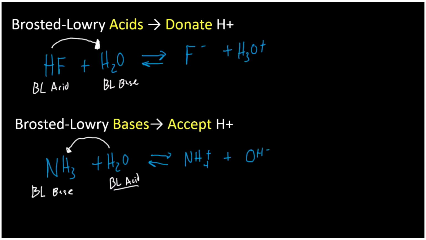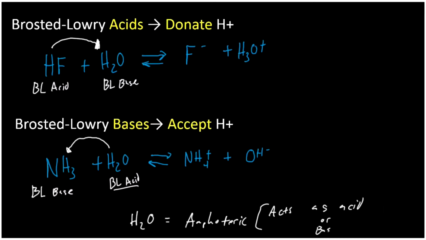So that's a little different than what we've seen before with, say, the Arrhenius definition of an acid or a base. We're used to thinking of a given compound as either an acid or a base. But we can see here that based on what you mix water with, sometimes it's going to accept a proton, sometimes it's going to donate a proton. And that makes it what's called amphoteric. So H2O is amphoteric. And that means it can act as an acid or a base.